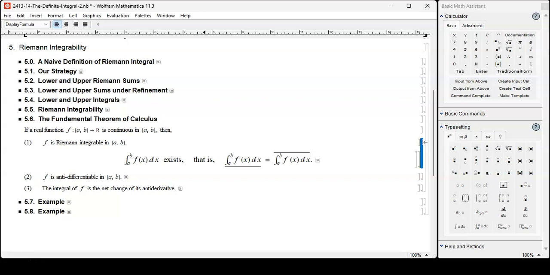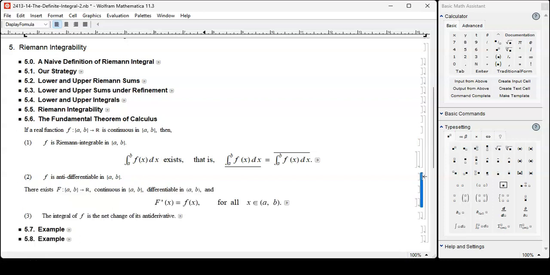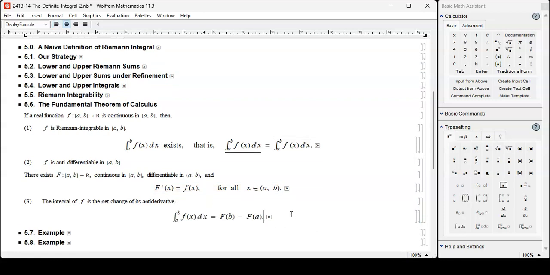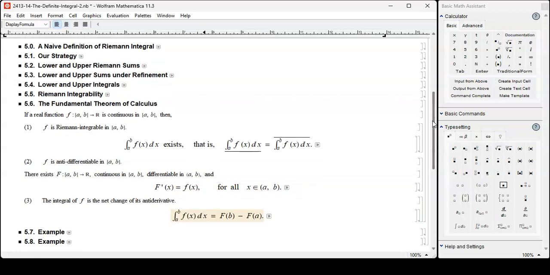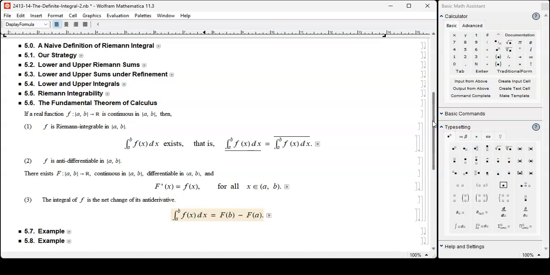And then f is antidifferentiable. In other words, there's an antiderivative function. Finally, using the antiderivative, we can calculate the definite integral. It turns out the definite integral, or Riemann integral, is a net change of the antiderivative. We have been using only the third part so far, but as a matter of fact, the fundamental theorem of calculus consists of these three parts.